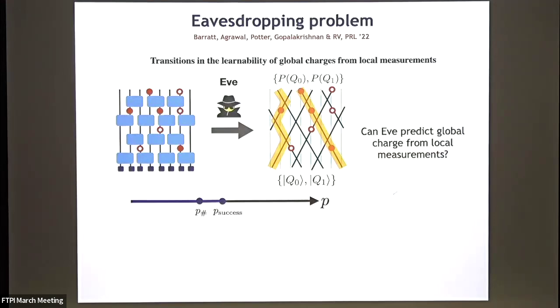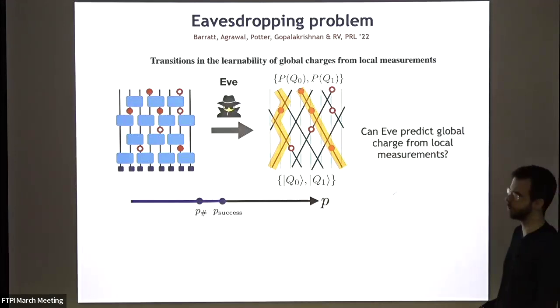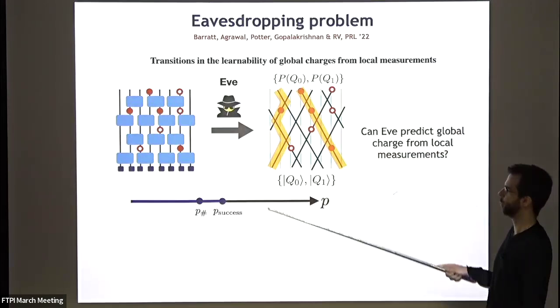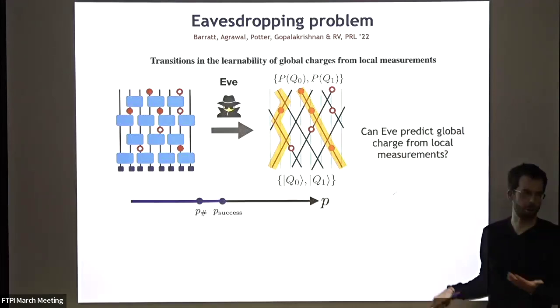I will just tell you briefly about what we've been doing, and the community as a whole has been doing, trying to come up with good, what we call classifiers or decoders, where you take that information and you actually try to be Eve and try to guess what the charge is. There are various things that you can do.